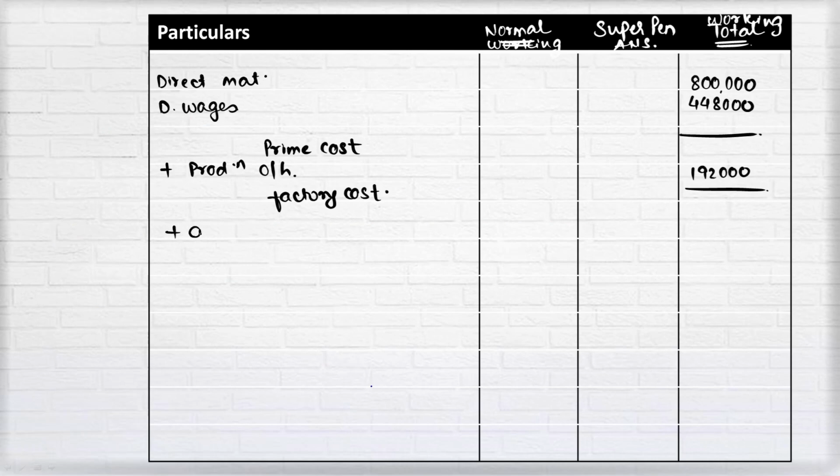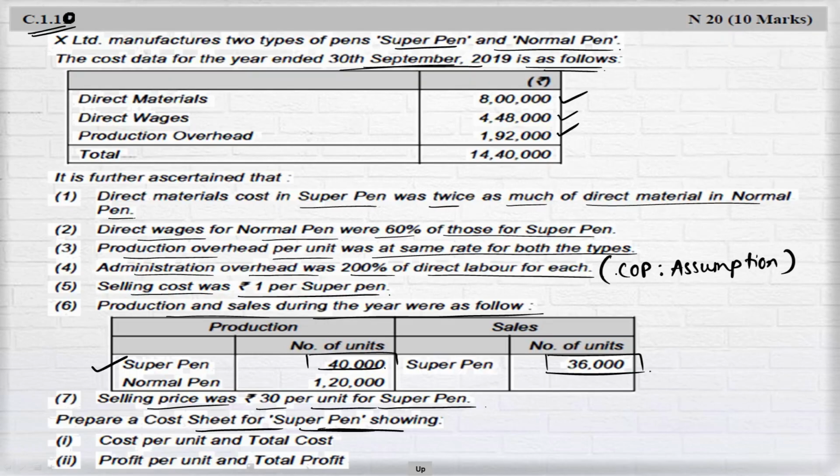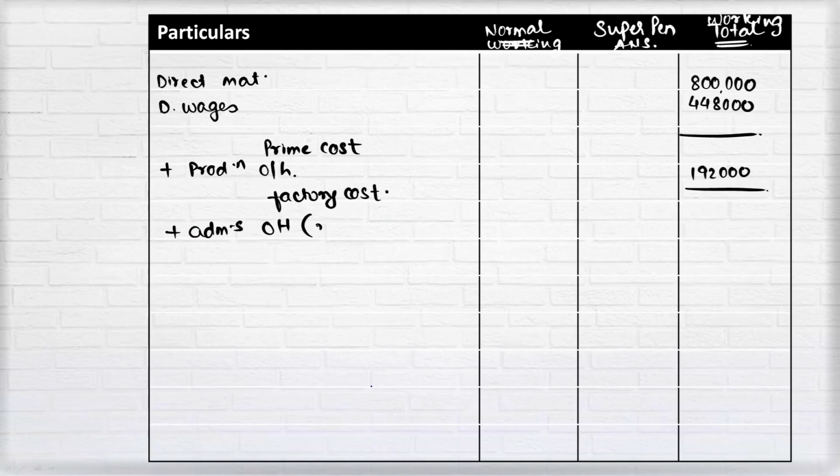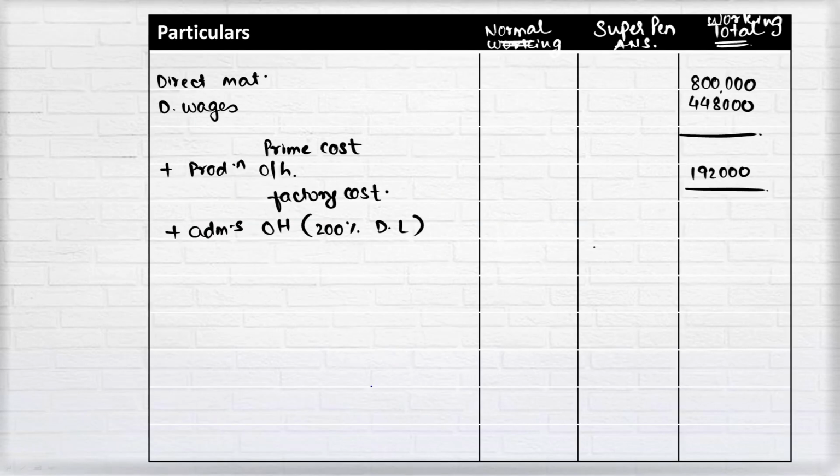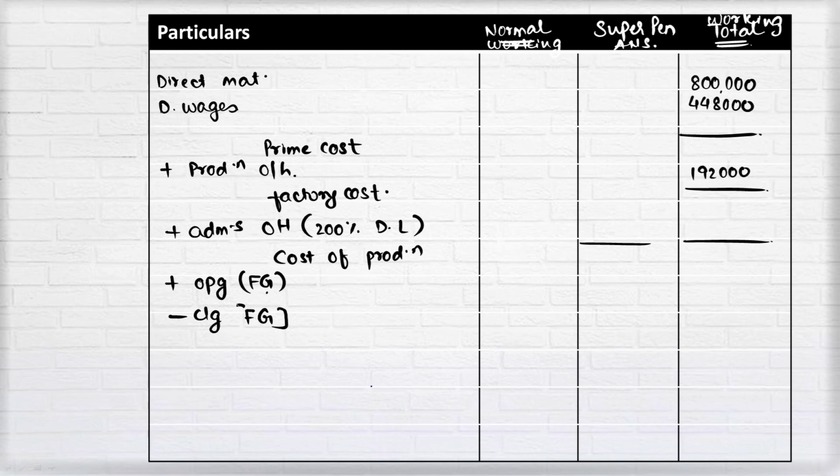So administrative overhead will be added again, which is 200% of direct labor. I will be getting COP. Add opening finished goods, which is not given, minus closing finished goods will be there.